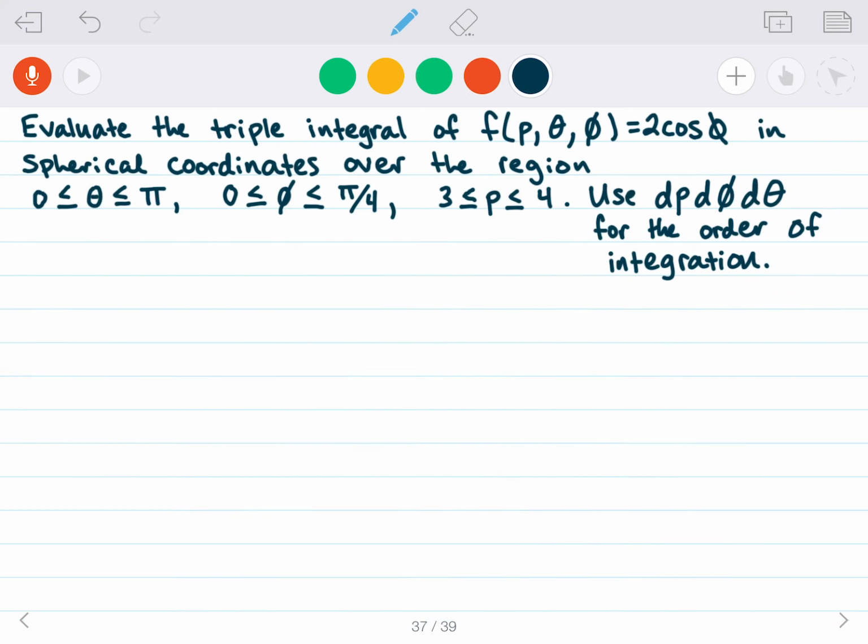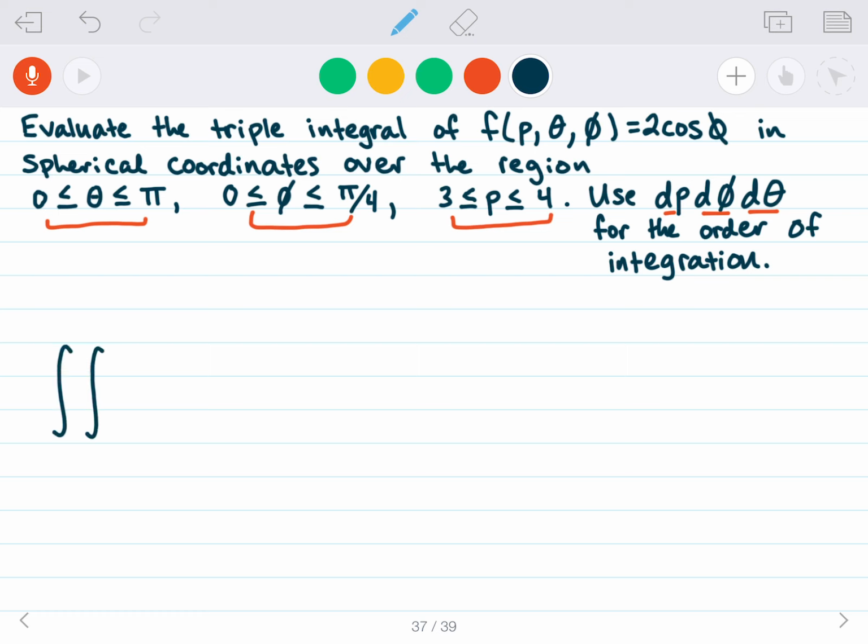Okay, so we want to evaluate the triple integral in spherical coordinates of the function 2 cosine phi. And our region that we're considering has theta varying between 0 and pi, phi varying between 0 and pi over 4, and rho varying from 3 to 4, and we're going to use d rho, d phi, d theta as the order of integration. Alright, so let's go ahead and write this out.